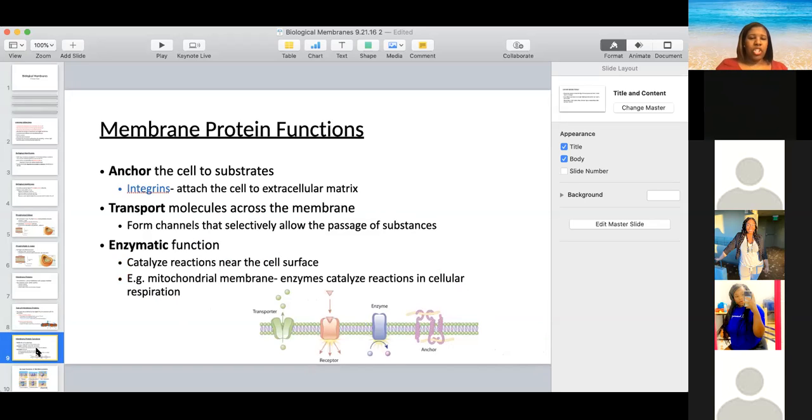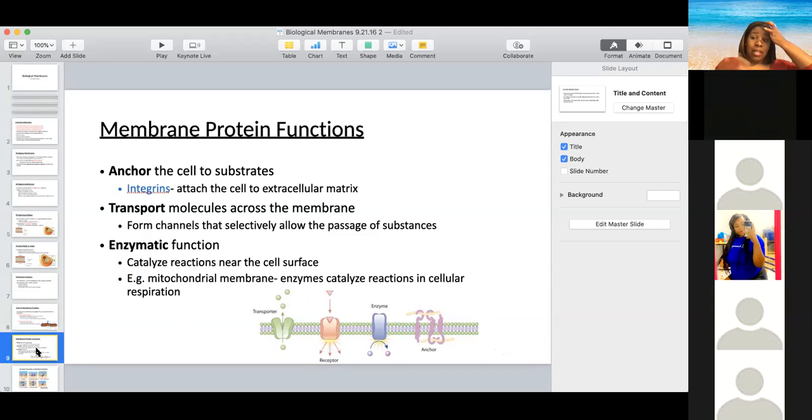All right, so what are some functions of the membrane proteins? We talked a little bit about adhering, so they can function for anchoring cells to other substrates. We talked about transport. We talked about enzymatic activity a little bit last unit, and how important enzymes are for cellular activity. Enzymes function to catalyze chemical reactions. And so some of those proteins that are embedded in that cell membrane can have enzymatic activity. They can function as enzymes.